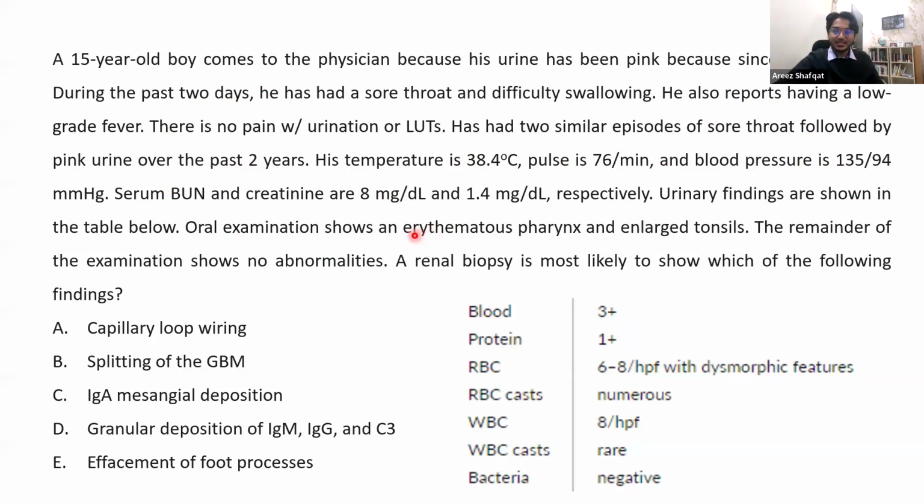And on oral examination, he shows an erythematous pharynx and enlarged tonsils. The remainder of the examination shows no abnormalities. A renal biopsy is most likely to show which of the following findings. So post-infectious, he's developing some sort of nephritic syndrome. What would be seen on microscopy?